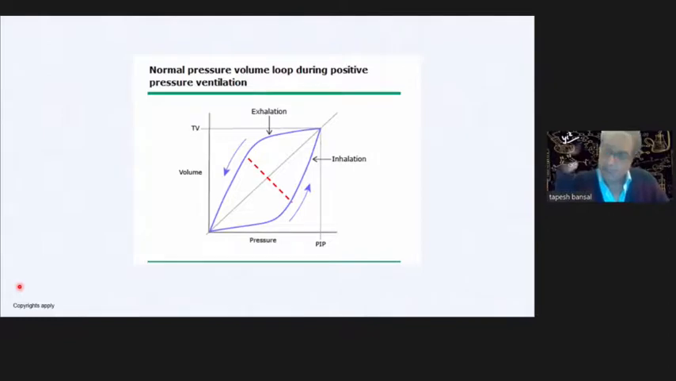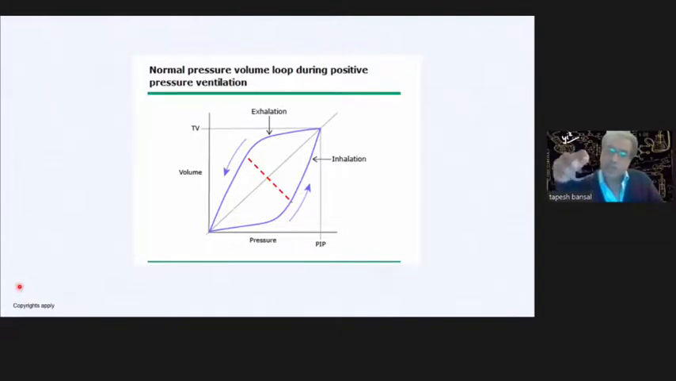Hysteresis is the difference here between inspiration and expiration. And inspiration and expiration are similar processes. Air is going inwards and then it is moving backwards. The process is supposed to be similar. But because of the changed compliance and the changed resistance during exhalation, it follows a different pathway. And this is called hysteresis.